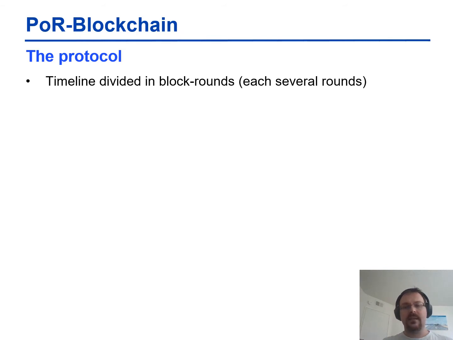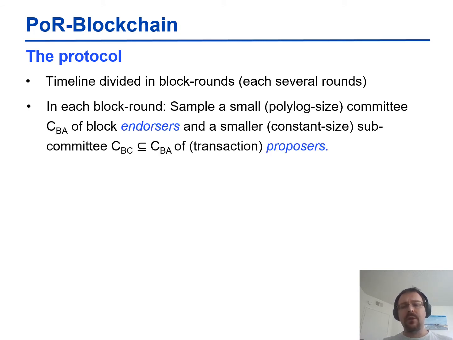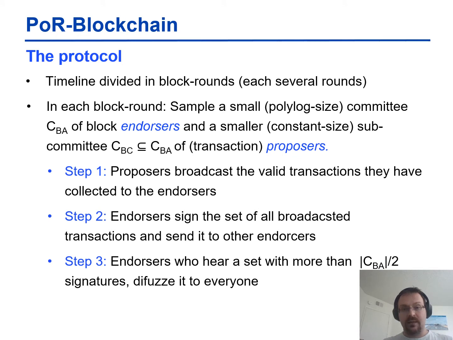The protocol idea is actually very simple and elegant. The timeline is divided in block rounds, where each such block round might be several protocol rounds. And in each such round, a block is proposed and agreed upon. So what happens is that at the beginning of each such round, every party locally samples a very small polylog size committee, which we will call committee of endorsers. And inside this committee, it samples an even smaller, say constant size, 3 or 5, subcommittee of block proposers. And then the parties perform the following 3 steps to complete the block round.